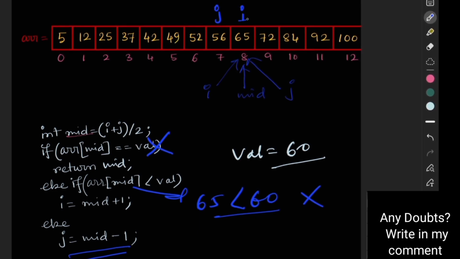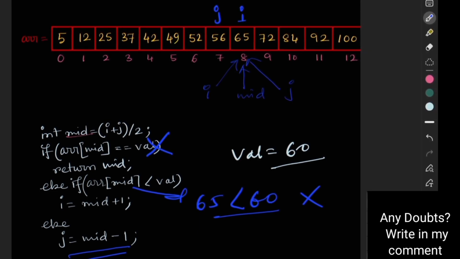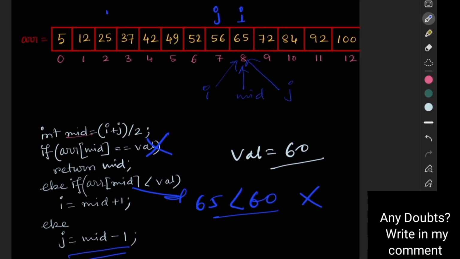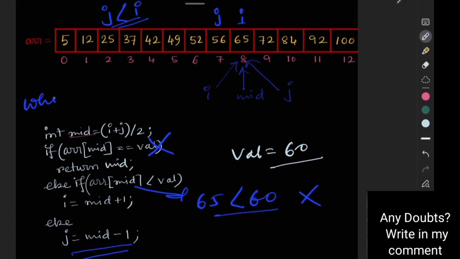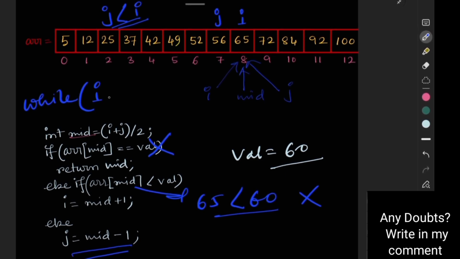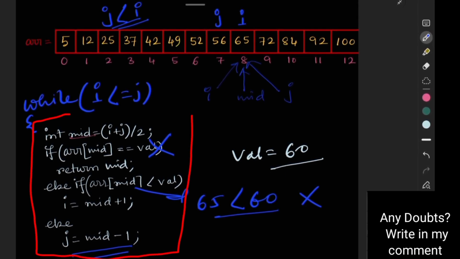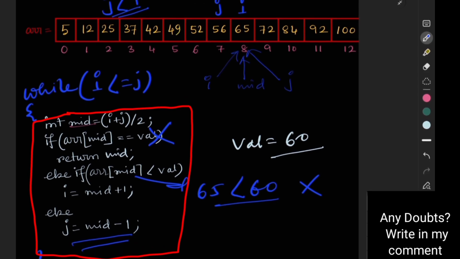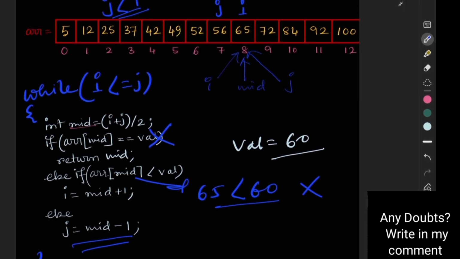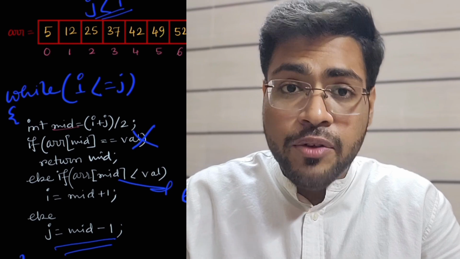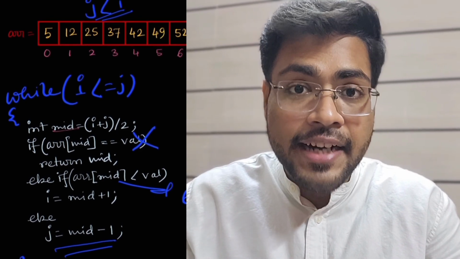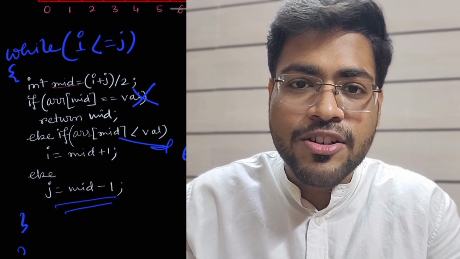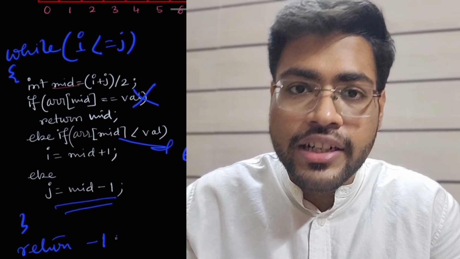So now the current scenario is j is lesser than i, right? j is lesser than i. That means the value is not present, okay? So now I can add one condition in a while loop, that is this code will only work when i is lesser than or equal to j. Here, just remember one thing: i will always be lesser than or equal to j. If i crosses j, that means the value is not present in that sorted array. At that time, we will return -1 after the loop.